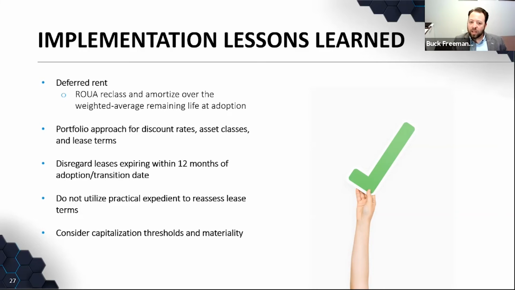So you have that option to take a portfolio approach, establishing accounting policies for lease terms as well as discount rates. I would do this on an asset class basis. At transition, I would coach you to disregard leases that expire within 12 months of adoption. So if you're a private company transitioning January 1st, 2022, and you have a lease that terminates on 6/30/2022, you can disregard that. You don't really need to do anything with that because, in my mind, that's a short-term lease.